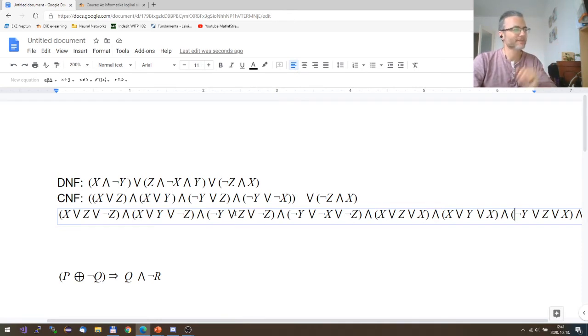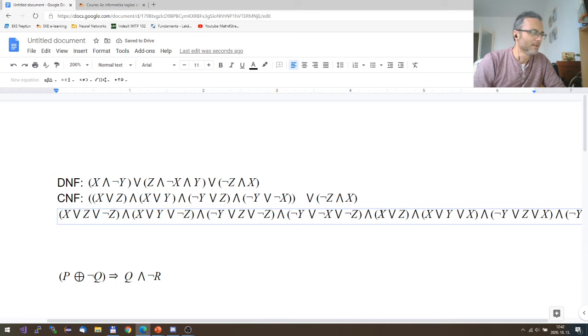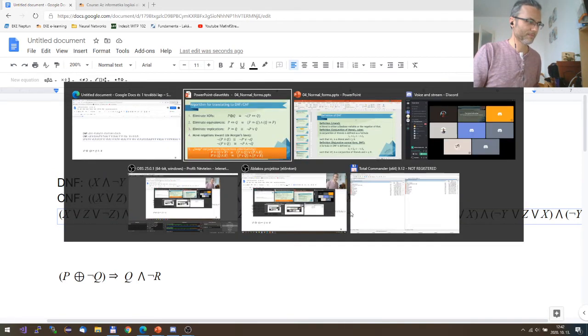Okay. Of course, now probably you can simplify again. So, for example, this part of the formula can be simplified, and there are plenty more which can be simplified. For example, this one, we have a double x. So, for example, here I can erase one of them. Anyway, the result is still ugly, but it's in CNF. That's the point. Okay, any other question?